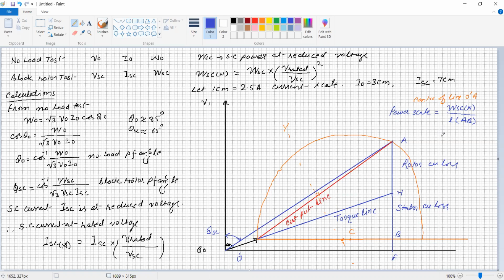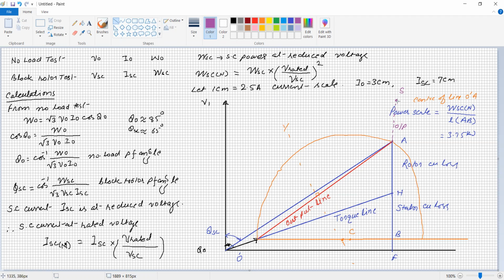Now, if the output power is equal to 3.75 kilowatt, can we convert it into centimeters? By dividing by the power scale, the output power also comes into centimeters. So power is converted into centimeters. We can extend this, and whatever the value of this point S is, that is nothing but the output of the motor in centimeters. Now draw a parallel line to the output line.